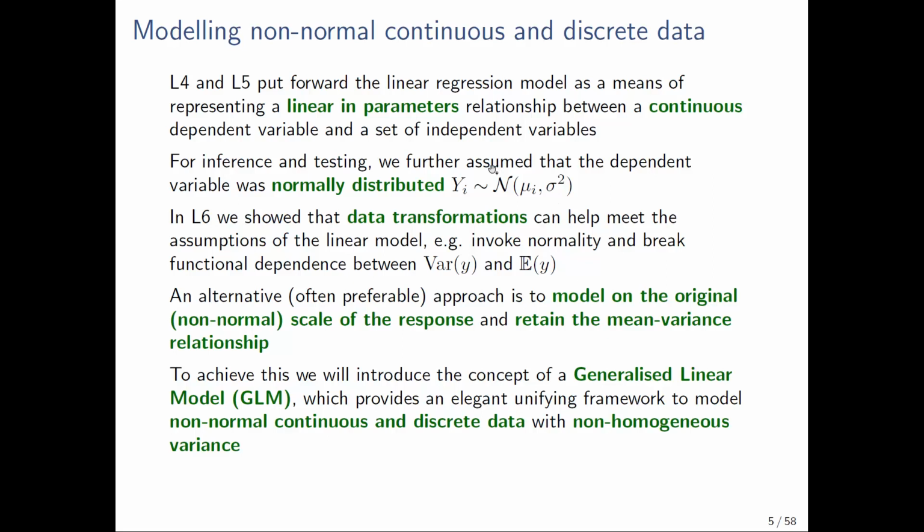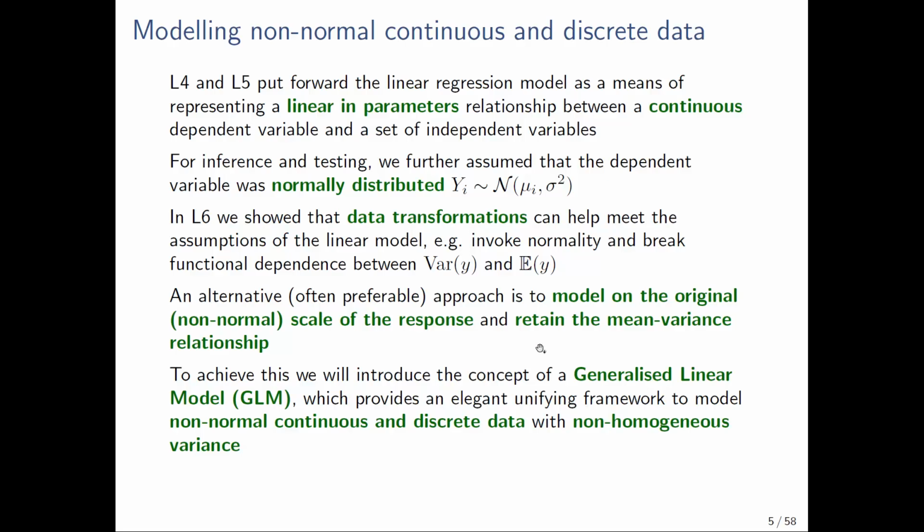variance sigma squared. So in lecture 6, we showed that data transformations can help meet the assumptions of a linear model, for example, to invoke normality or to break functional dependence between the variance of y and the mean of y. That is to say, to stabilize the variance. But throughout all of this, we kept the normality assumption in place for inference. Now in this lecture, we're going to abandon that assumption.